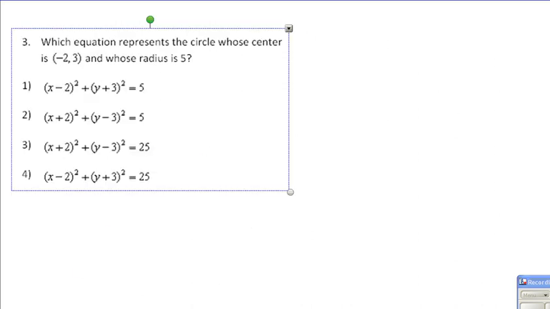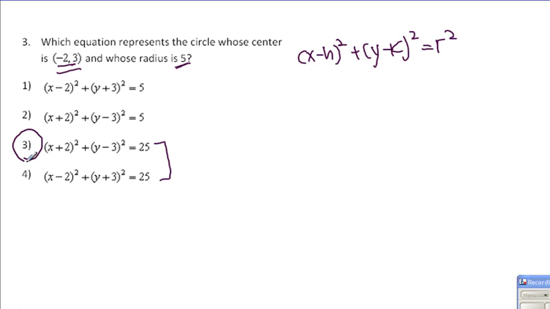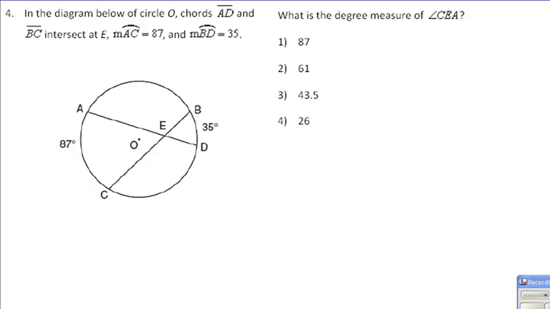Alright, next. Here, we have to memorize the equation of the circle. So we have (x minus h) squared plus (y minus k) squared is equal to r squared. Here h and k are negative 2 comma 3. Radius is 5, so 5 squared. Now since the x value was negative 2, x minus negative 2 becomes x plus 2. So it's going to be this value. Right, number 4.